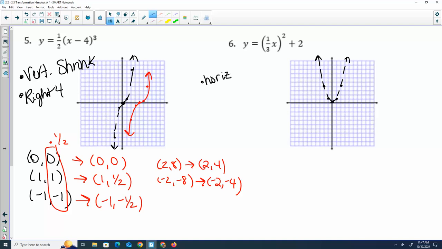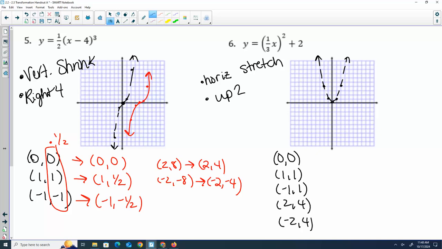Inside does the opposite. So 1/3, to me that thing's smaller, but we know it's inside, so it does the opposite, so it's stretching. And the +2 on the end will move it up 2. Okay. Minimum of 3 points. Horizontal inside changes x, does the opposite. So times 1/3, what's the opposite of multiplying by 1/3? Yep, dividing by 1/3 or multiplying by 3 has the same effect.